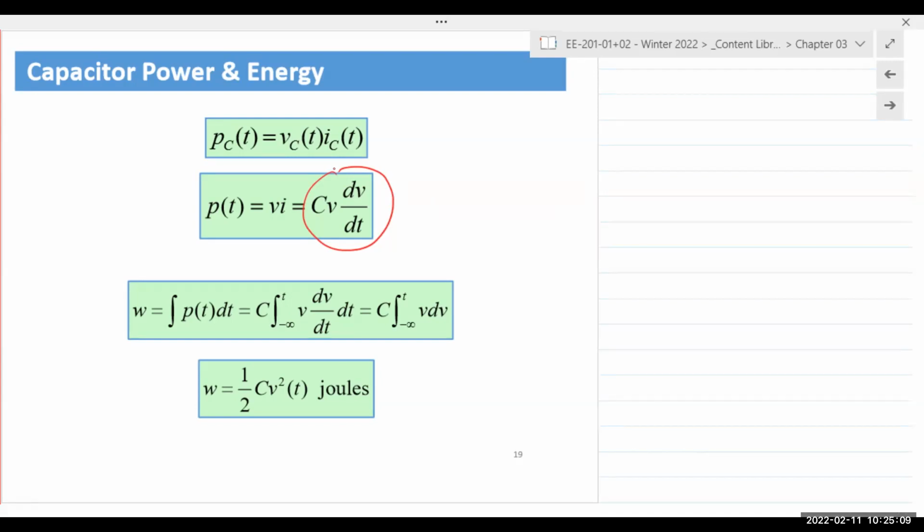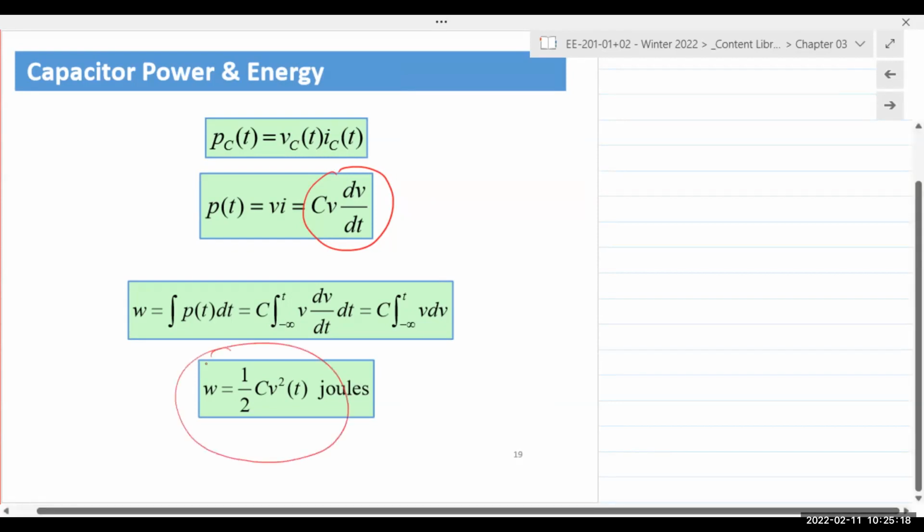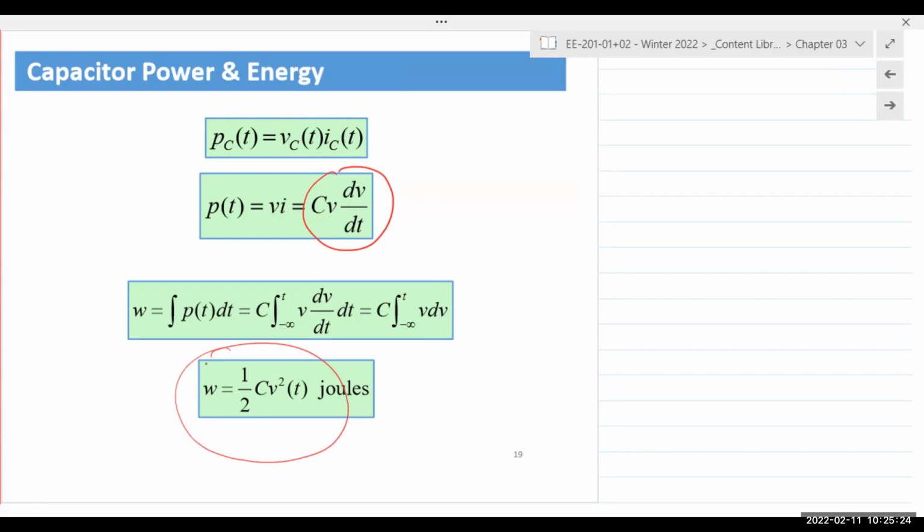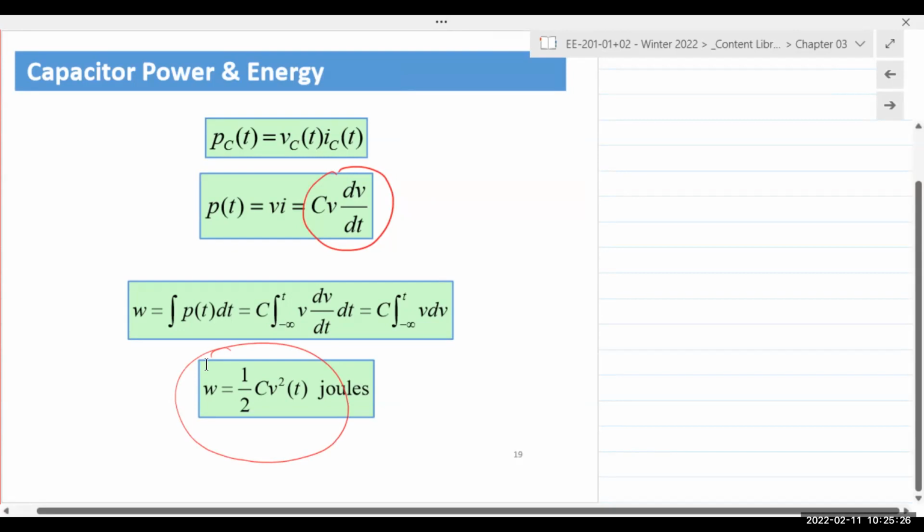And energy transferred is the integral of the rate of power transfer, so you simply add it up. So W is given by half CV squared. Again, similar expression to the inductor. The inductor was half Li squared. This is half CV squared. Okay, half CV squared.